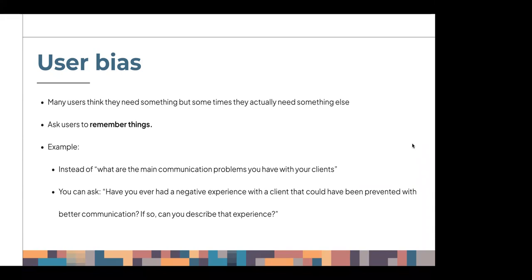So when you are asking something, try to travel in time with them. Try to put them in context first, and then ask them something. When they remember something that happened to them and then you ask them, they will be clearer in their head and they will answer properly. It will be better information for you. So for example, instead of asking, what are the main communication problems you are having with your clients, you can ask, have you ever had a negative experience with a client that could have been prevented with better communication? And if you had it, can you describe it to me?